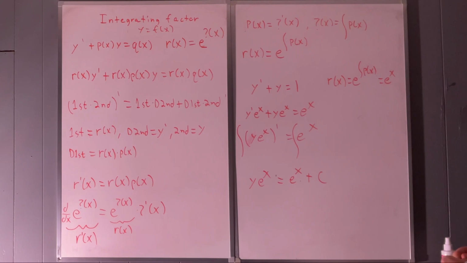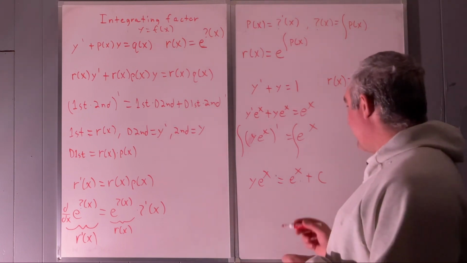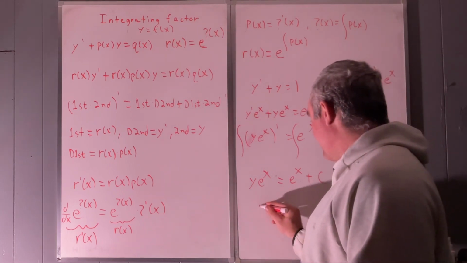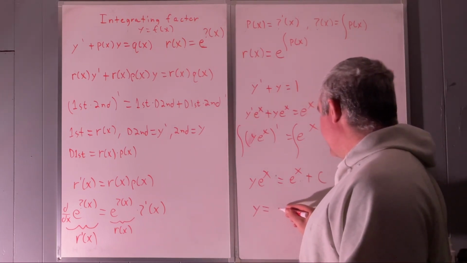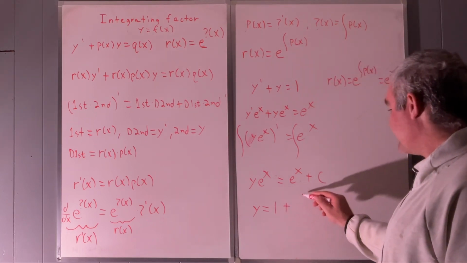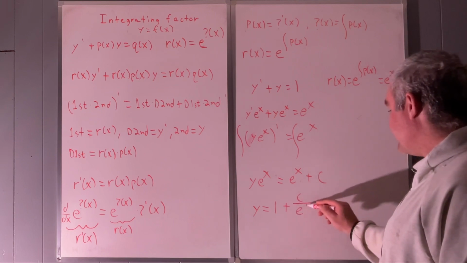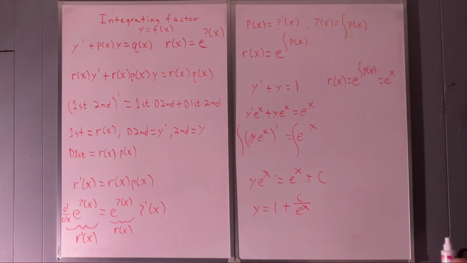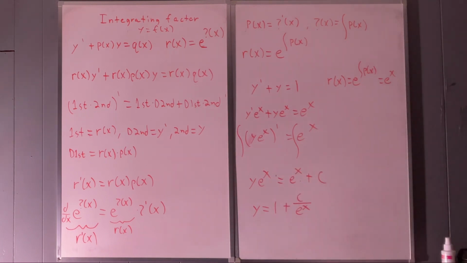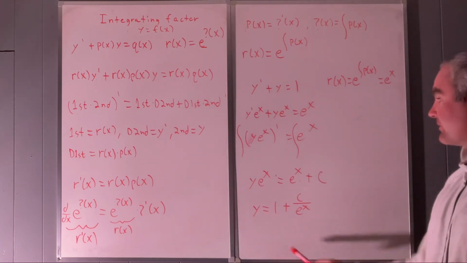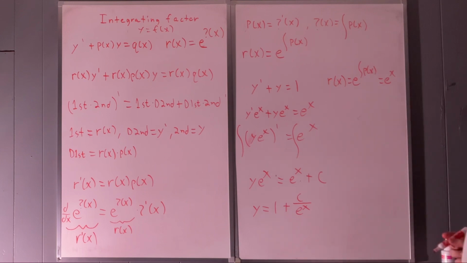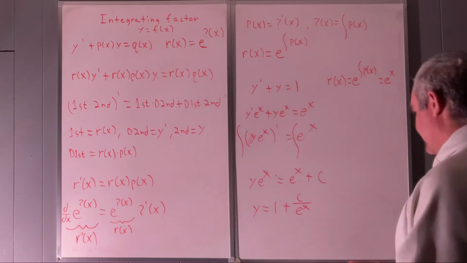So now to solve for y, all we need to do is divide both sides by e to the x, giving us y is equal to 1 plus some constant over e to the x. Divide that by e to the x, divide that by e to the x, divide that by e to the x. There you go. And that's the solution to that differential equation. Let's just check it. Let's see if that's actually true.